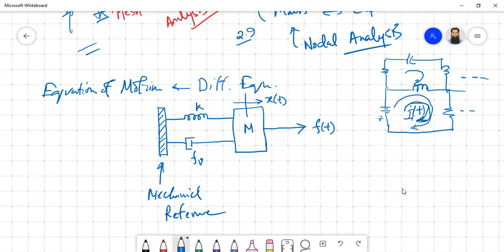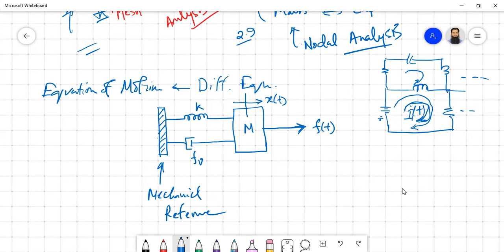Similar thing here, you have to assume a direction of motion x(t), and in general it is in line with the applied force convention. You can also take the reverse direction if you want, but if your assumption is wrong, then a negative value will appear in your solution. So this is the mechanical RLC network, or mass spring damper system.